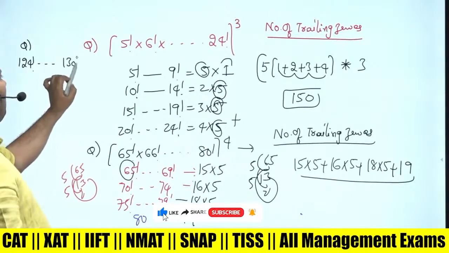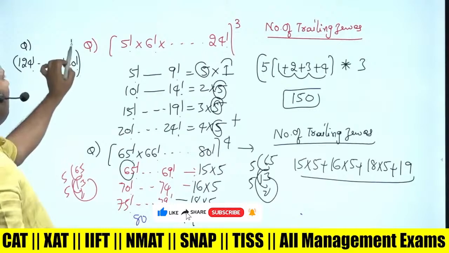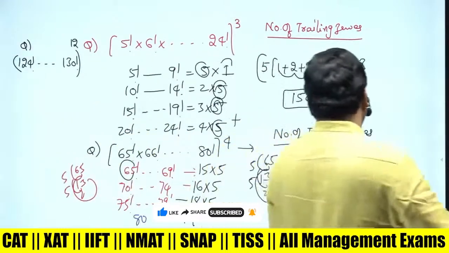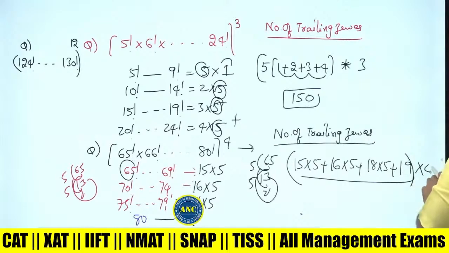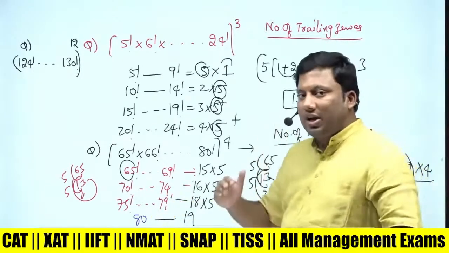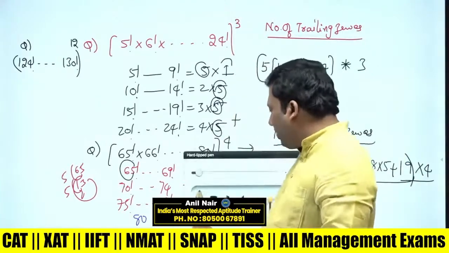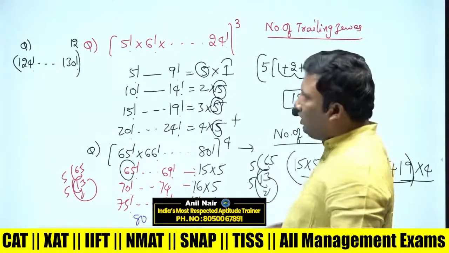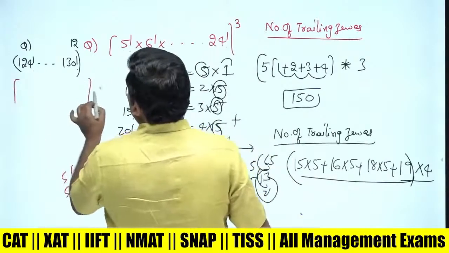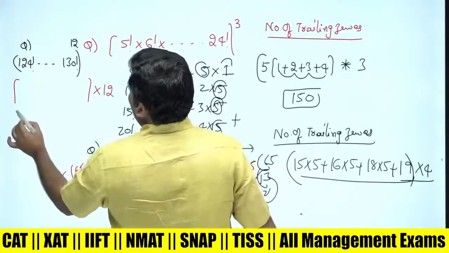Similarly, if the question is 124 factorial till 130 factorial power 2. It is this one and it is power 4. So into 4. I hope you are understanding the logic. The idea is to reduce the number of steps. So anyway, the answer will be into 12.